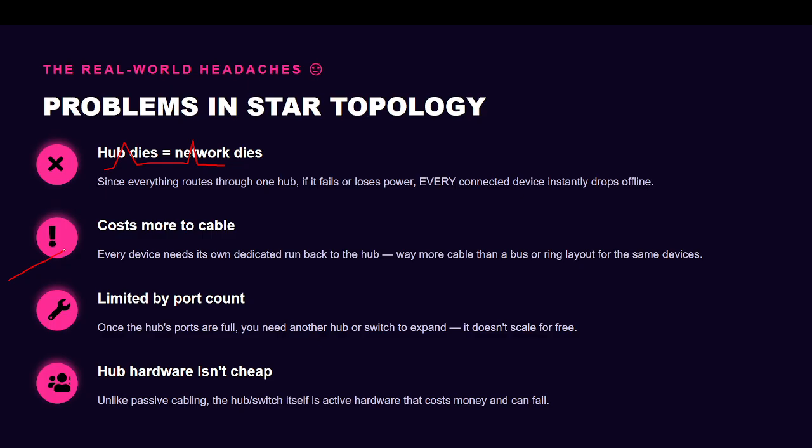You are paying for way more cable than a bus or ring setup because every device needs its own run. Problem number three, your hub has a limited number of ports, so growth isn't free. You will need another one eventually. And problem number four, hub hardware isn't cheap. The hub itself is real hardware, which means real money, and yes, it can also just fail.